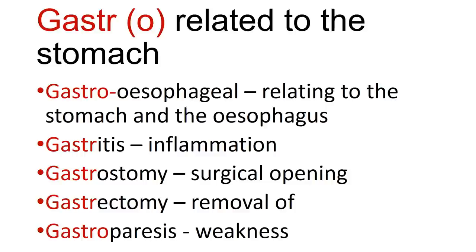Now, ostomy means an artificial or a surgical opening. So gastrostomy would be an artificial opening into the stomach. Ectomy means surgical removal of. So gastrectomy would be a removal of the stomach via a surgical procedure. And gastroparesis would be a weakness of the stomach. Now, this can occur as a complication of diabetes, where there is an autonomic neuropathy leading to reduced muscular activity and peristaltic activity in the stomach, a gastroparesis.